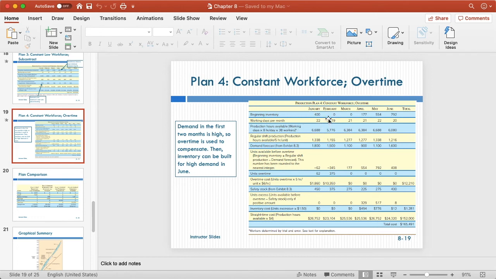Okay, it's a little bit similar to the previous plan. Let's look at this. So the beginning inventory. Remember, the beginning inventory for January is still 400. All right. The working days per month is 22.